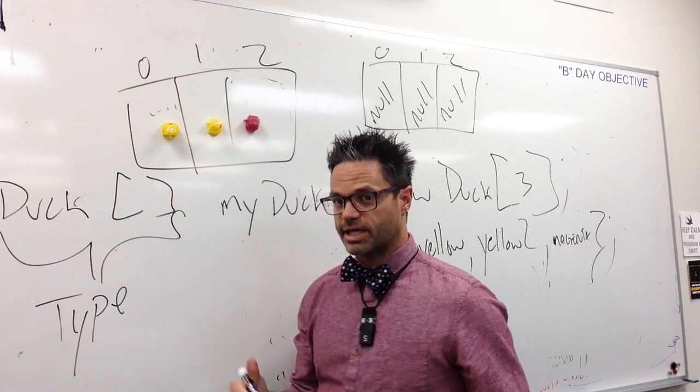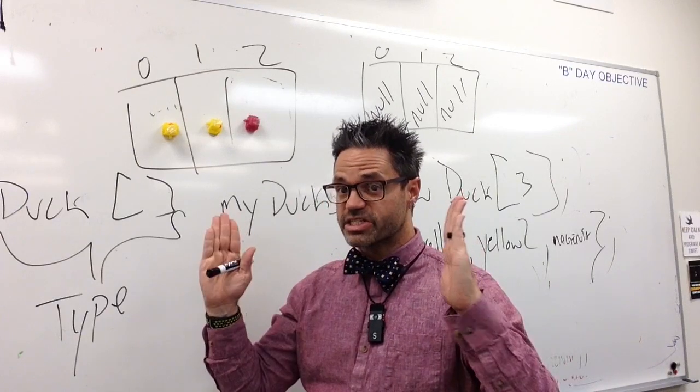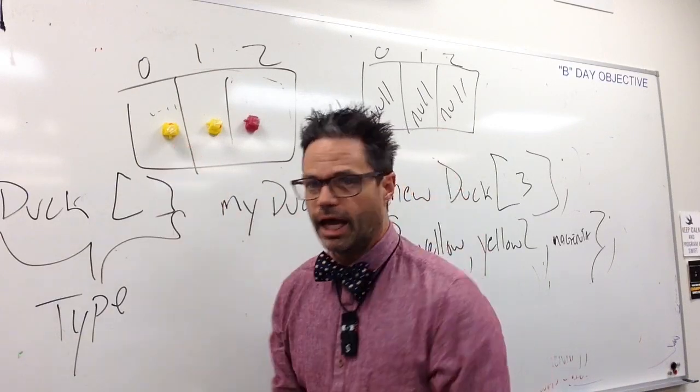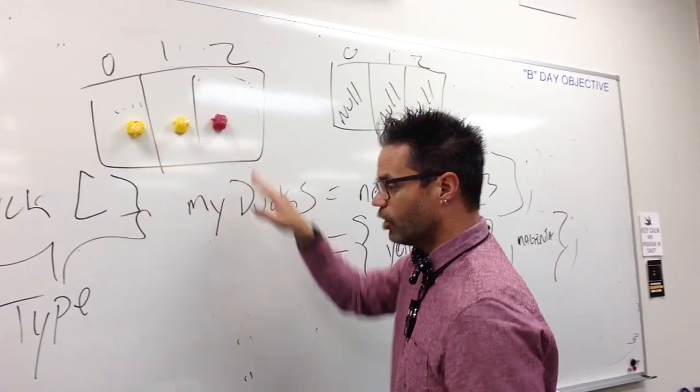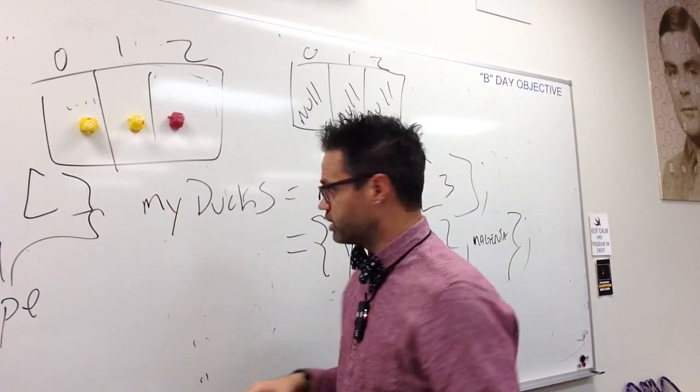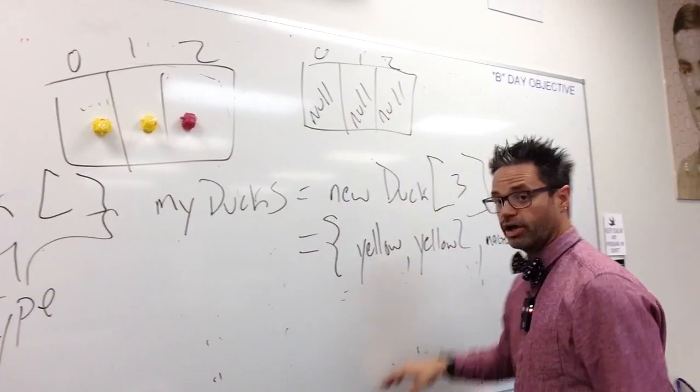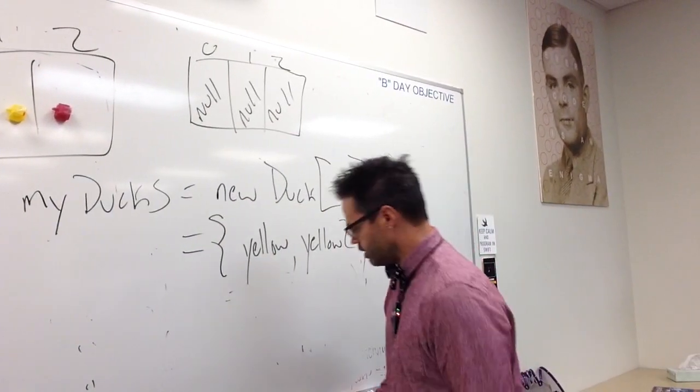And again, because I have an array, I have a fixed size. It's always going to be this big. And so I can initialize it right here like that. Or if I don't have them in advance, I can use this right here, making a duck array of size 3.